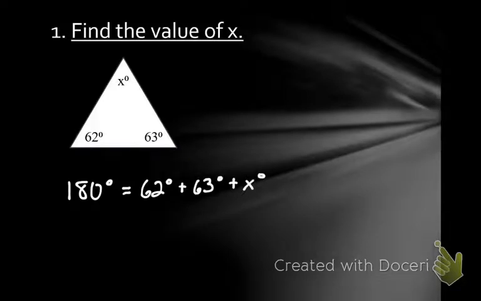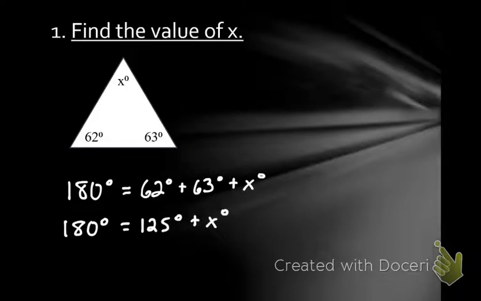Is there anything that I can do on the left of the equal sign? No, so what do I do with that? Just drop it down. Is there anything that I can do on the right side? Yes. What can I do? 62 plus 63 plus 7. All right. Let's do what we can do. 62 plus 63. What is that? Okay. 125 degrees plus x.